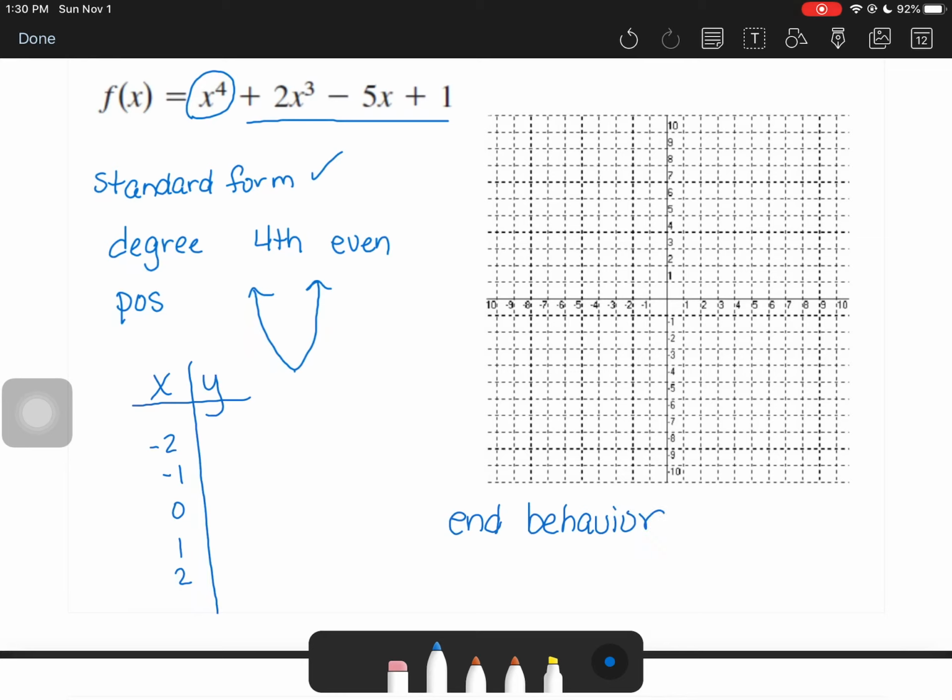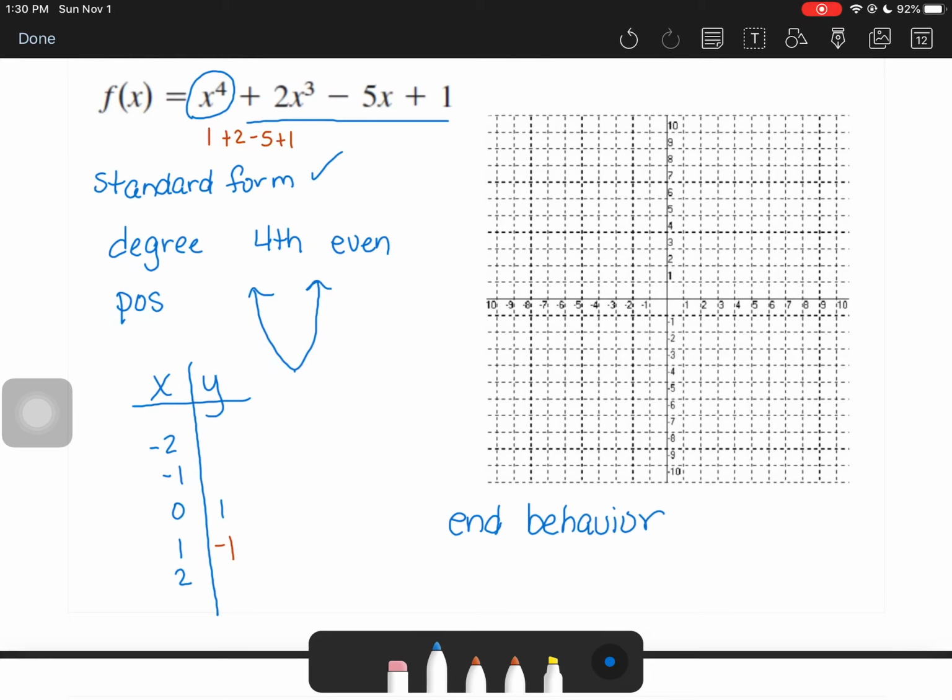All right, so let's start with a 0. 0 to the 4th, 0 to the 3rd, and 0 times -5 would be 0, so this would be 1. So if you plug in a 1, we have 1 to the 4th is 1. 1 to the 3rd is 1 times 2 is 2. 1 times -5 is -5. And then we have plus 1. 1 plus 2 is 3. 3 minus 5 is -2. -2 plus 1 is -1.